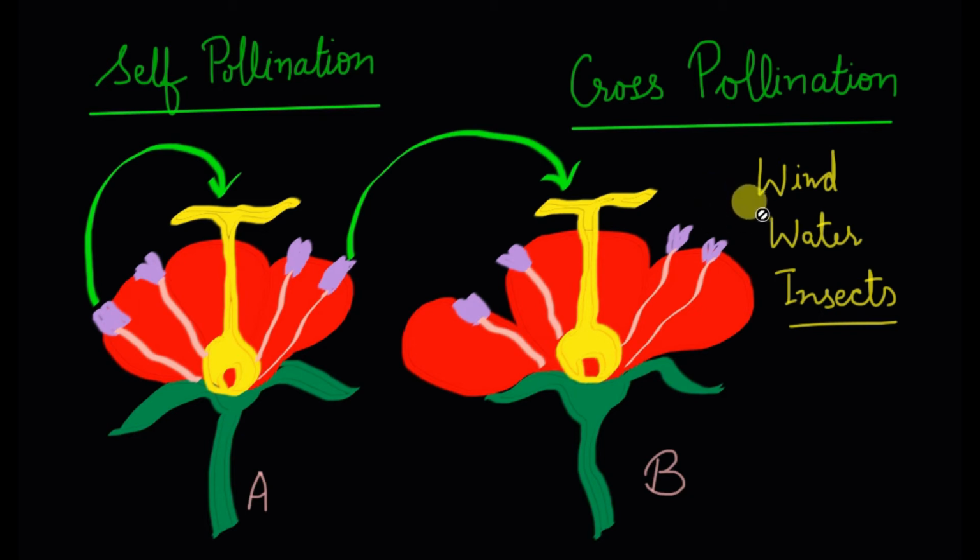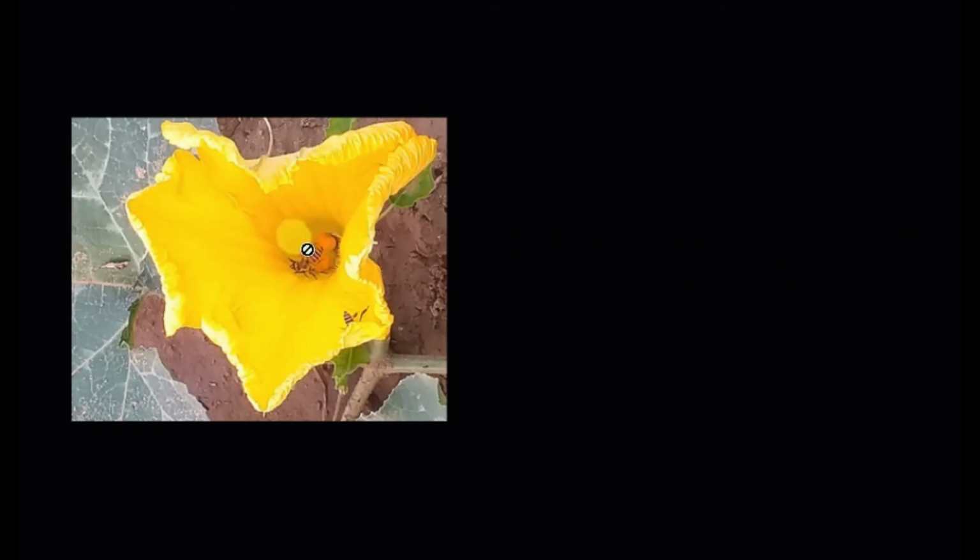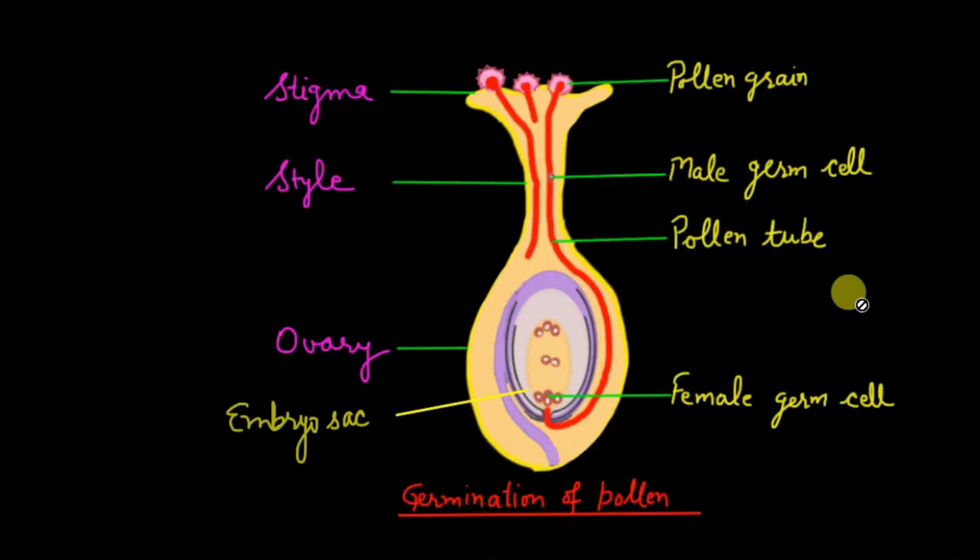And various agencies help in pollination. Some of the agencies may be wind or water or insects or some other animals as well. See, if you look at a flower, sometimes you will see small insects lying inside. These insects actually help in the pollination of such flowers. Now, let's have a look at the events after pollination.